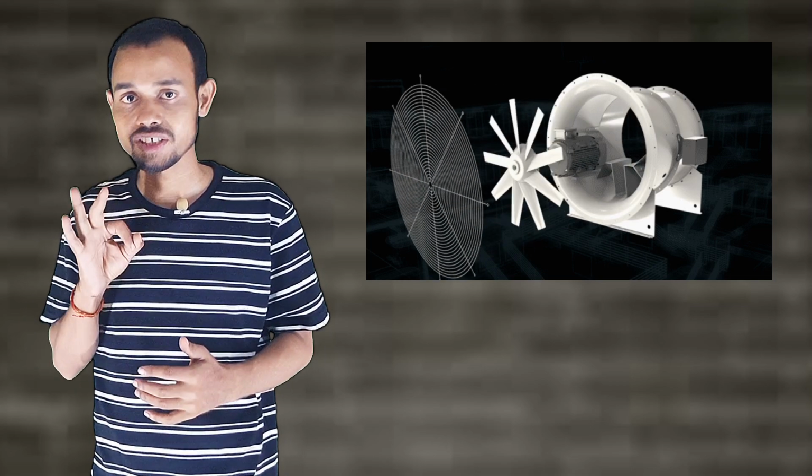Okay, and next is tube axial fan. What is tube axial fan? Tube axial fan has a cylindrical housing, compact design and a directional flow, medium pressure and high air volume, used in industrial ventilation duct system.